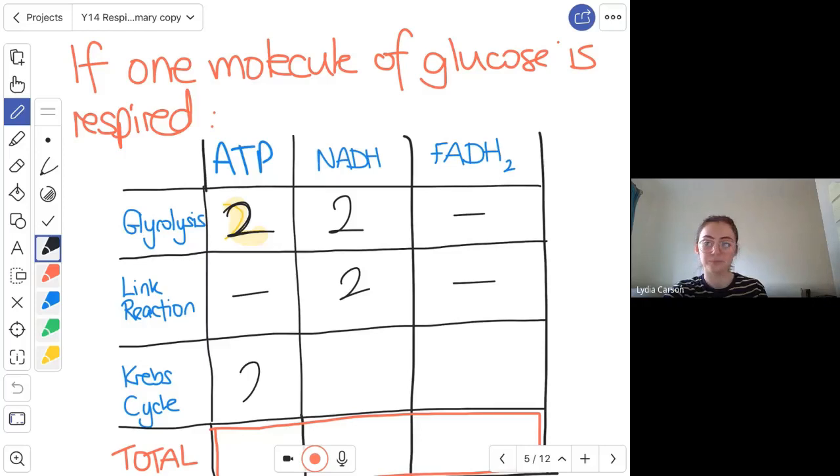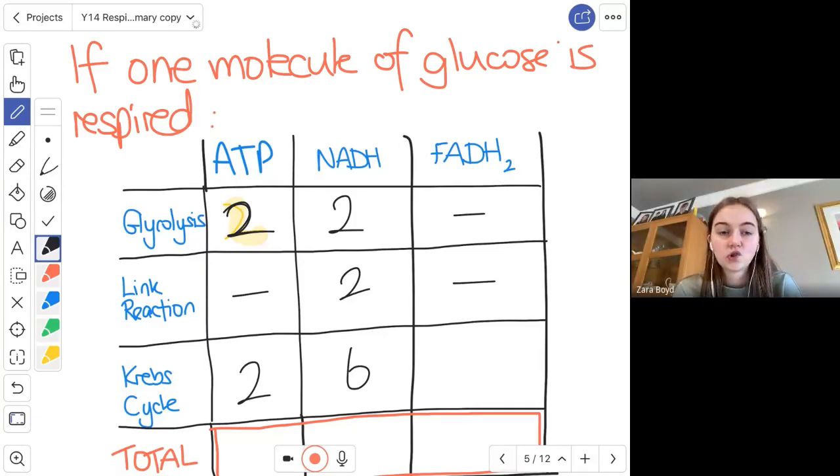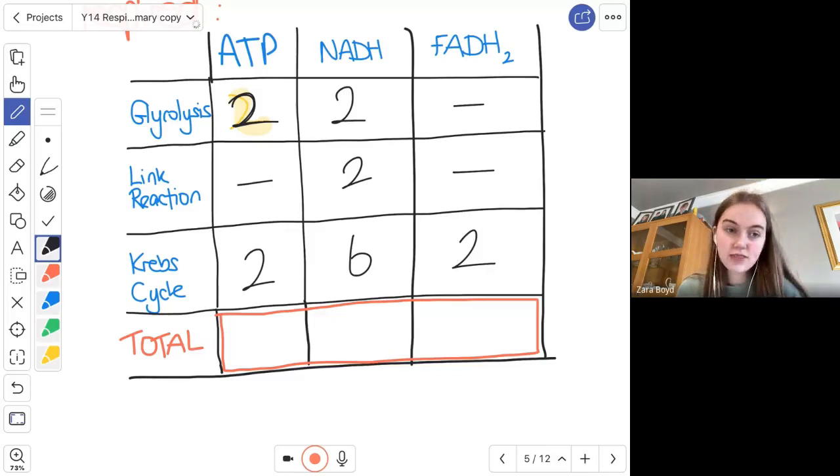Grace Morrow, have I asked you? Maybe I have. I'll ask you again. So NADH. 6. 6, 3 per cycle gives us 6. And Zara, FADH2? 2. Yeah. So if I can do mental maths, that's 4. I can do mental maths, I just can't write. 4, 10, and 2.